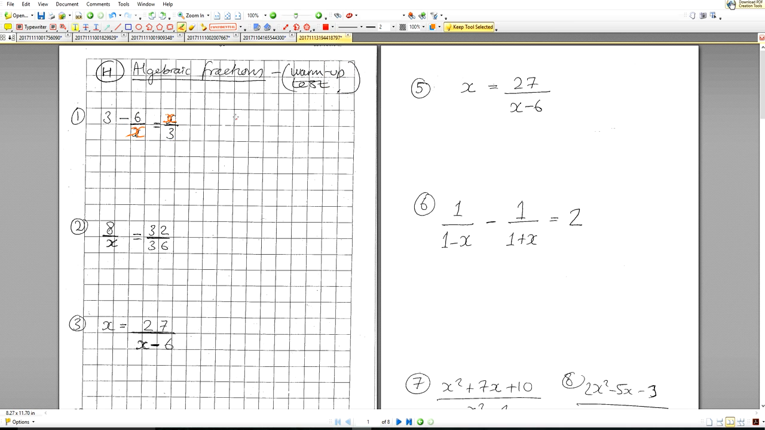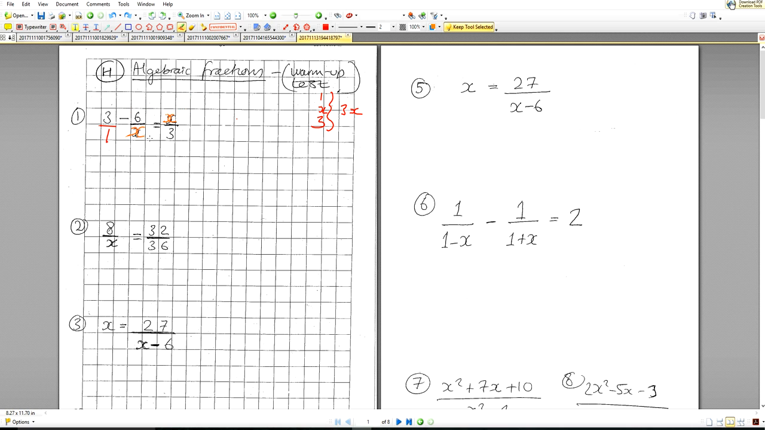So now we have here 3 can be represented as 3 over 1. So on the denominator side we have a 1, an x, and a 3. We need to find the LCM. And the LCM of 1, x, and 3 is 3x. So by multiplying every item here, so this is one item, this is the second item, this is the third item, by multiplying each one of these items by 3x, we will eliminate the denominators and hence get the x to the top.